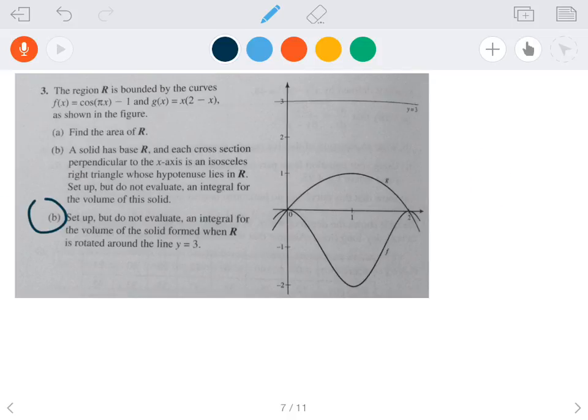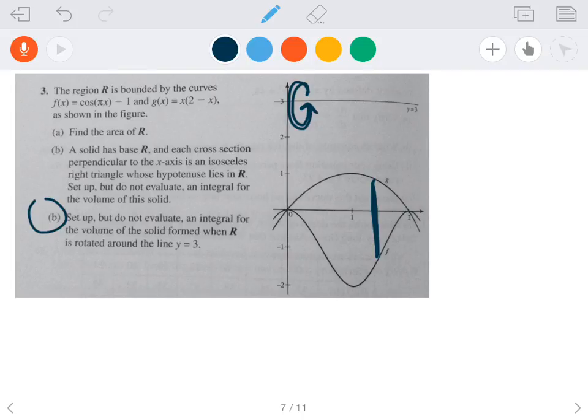Let's look at the second part, B, now. It says set up but do not evaluate an integral for the volume of the solid formed when R is rotated around the line y equals 3. So I'm just going to draw a representative slice here. I'm going to take this piece and rotate it around this line way up here.